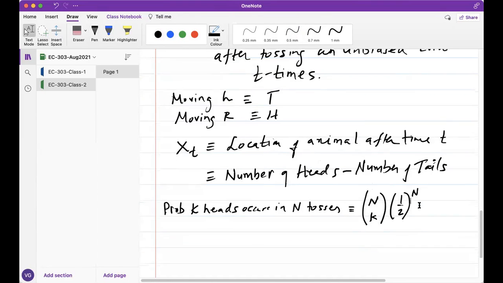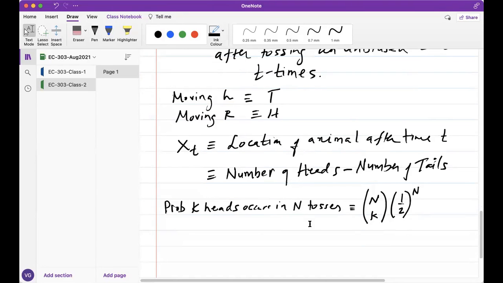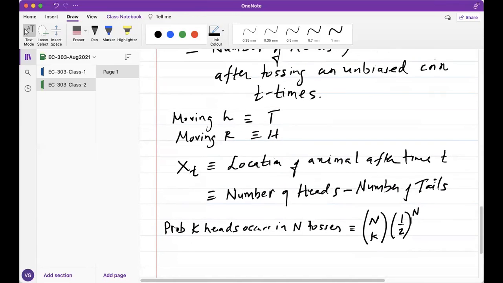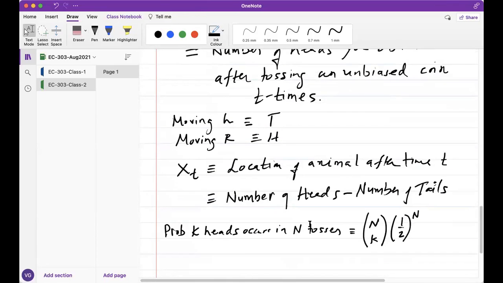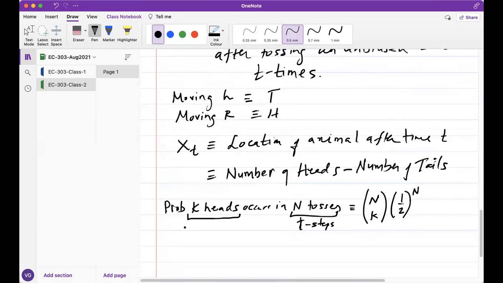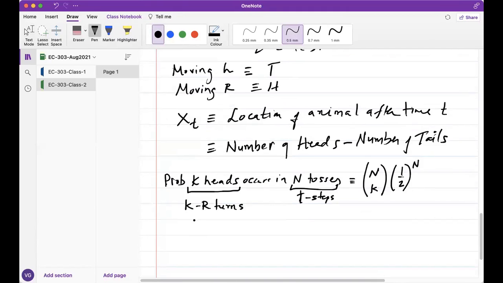So you can use this to make a mapping back to x(t). What is the distribution of x(t)? It is possible to say n tosses now becomes t steps. N tosses are basically t steps that the animal has moved. Okay, what are k heads? What do k heads mean? K heads are equivalent to k right turns, right? K right turns.